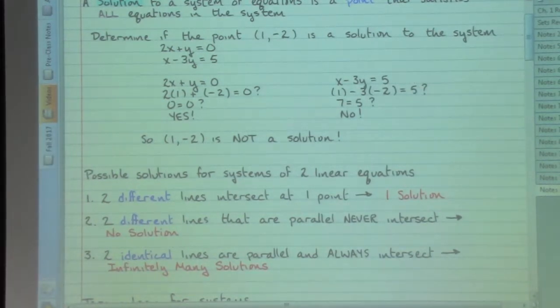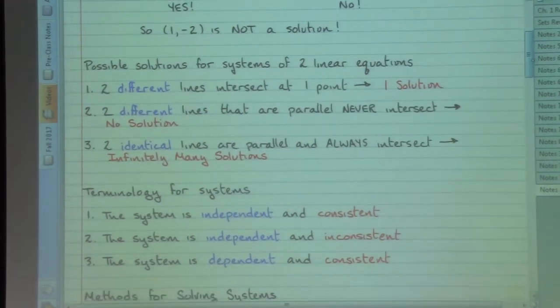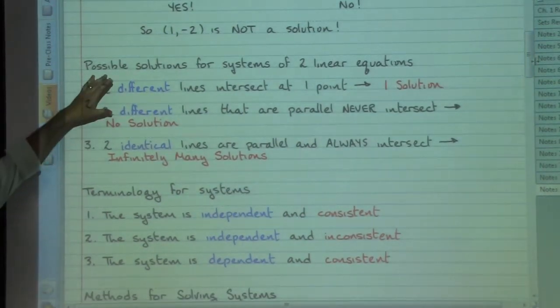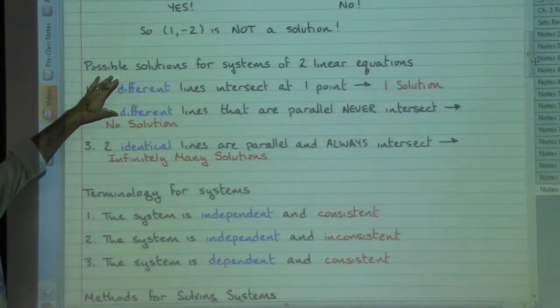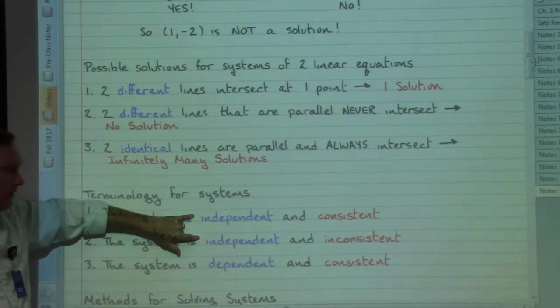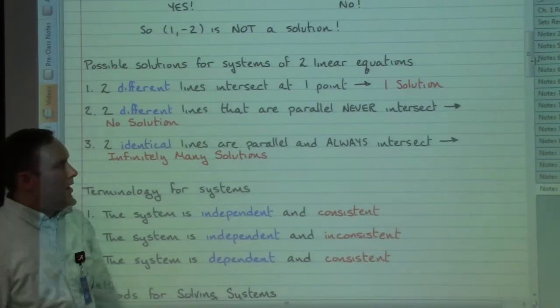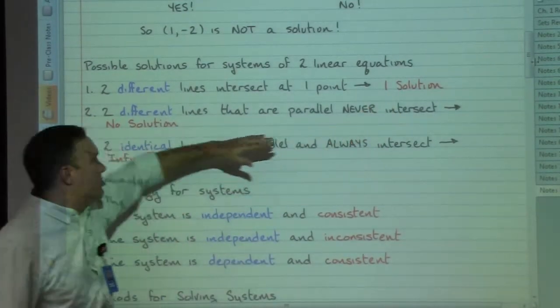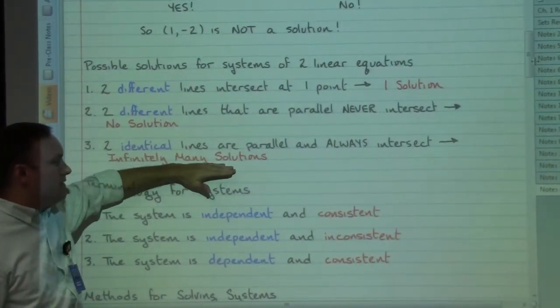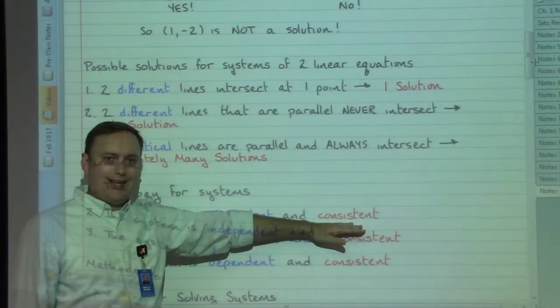We have some special terminology that goes along with these ideas, which you might hear from time to time. So very quickly, to try to match up with the idea of lines being different or identical. Different lines would be independent. Identical lines would be dependent. And as far as the solutions, having a solution versus not having a solution, having a solution we refer to as consistent.